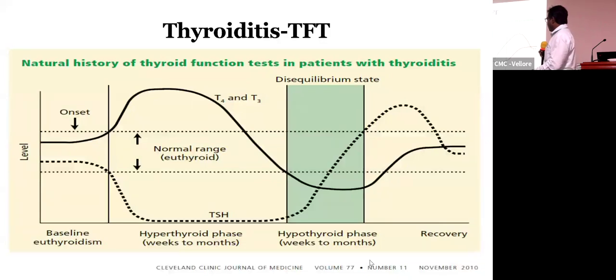This is the classical way it goes. When a viral infection happens, it could be any viral infection, even a common cold, they will have a hyperthyroid phase, then go to euthyroid, then go to a hypothyroid phase, and then become normal.